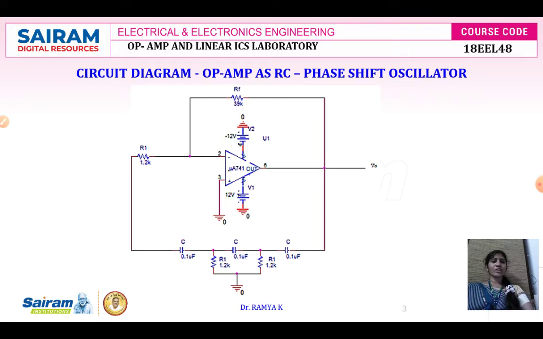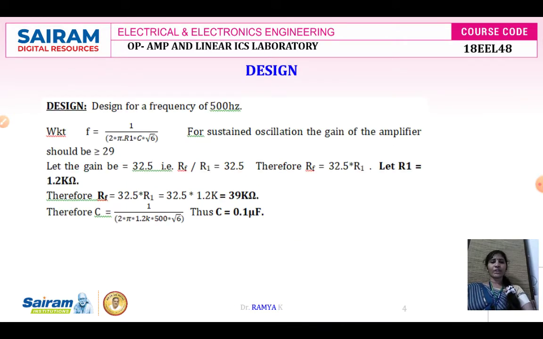The procedure is, according to the circuit, we need to connect the elements like the R element and the C element. The value of R used is 1.2K and the value of C used is 0.1 microfarad. Now we need to design the RC phase shift oscillator for a frequency of 500 Hz. The frequency f is given as f equals 1 divided by 2 pi R1 C1 root 6. The value of R1 used is 1.2K and the value of C is 0.1 microfarad.